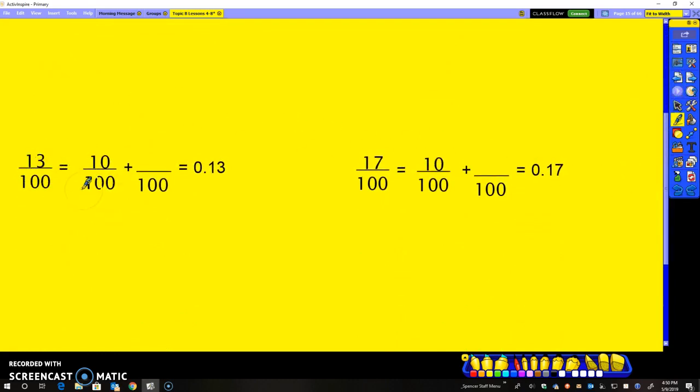Down here we have 13/100ths is equal to 10/100ths plus something, and gives me this decimal form, 13/100ths, and 17/100ths is equal to 10/100ths plus something, gets me 17/100ths. Again, easy peasy here. The missing blank is 3/100ths, and over here the missing blank is 7/100ths. Just a little review of where we were yesterday and what we were working on.